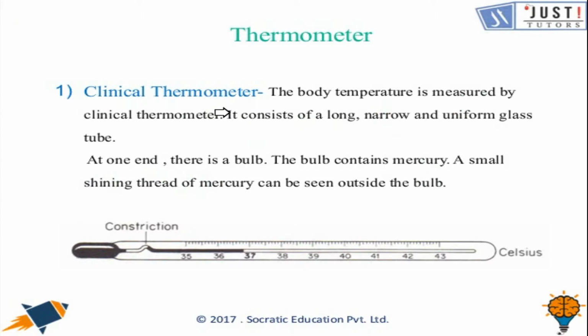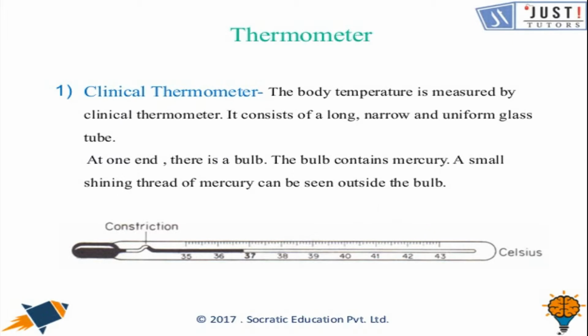First we talk about the clinical thermometer. It is used for measuring the temperature of a body. We can see here at one end there is a bulb and it contains mercury. As the temperature rises, the level of mercury rises in the thermometer. For example, if the level of mercury rises to 37, it means the temperature is 37 degrees Celsius. The clinical thermometer is only used to measure the temperature of the body.